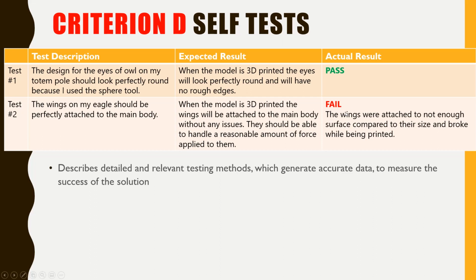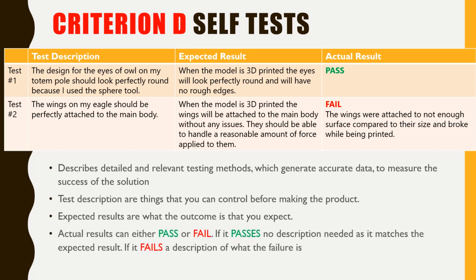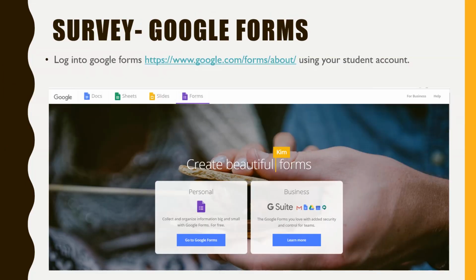So then describes sort of the issue, but then also gives you room to move if you want to look at improvements. So it describes detailed and relevant testing methods which generate accurate data to measure the success of the solution is what you're trying to do here. The test descriptions are things that you can control before you make the product. The expected results are the outcomes that you expect to occur, and then the actual results can either pass or fail. If it passes, no description is needed as much as the expected result. If it fails, a description of what the failure is needed.